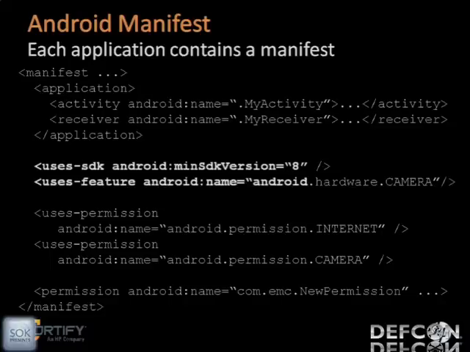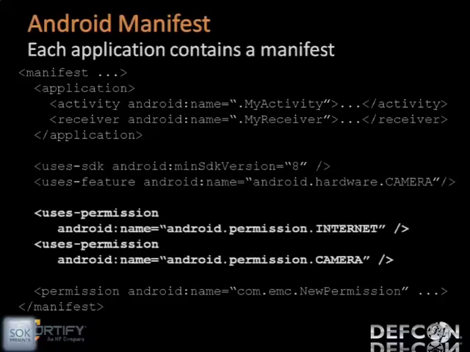The manifest also specifies application requirements. So this can be things like platform versions or input configurations or specific hardware requirements. So in this example, you can see here that the developer is requesting the camera feature. It's using the camera feature. And it's also requiring that the minimum SDK version be 8.